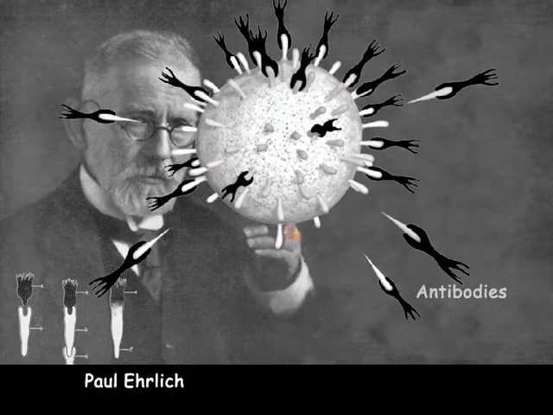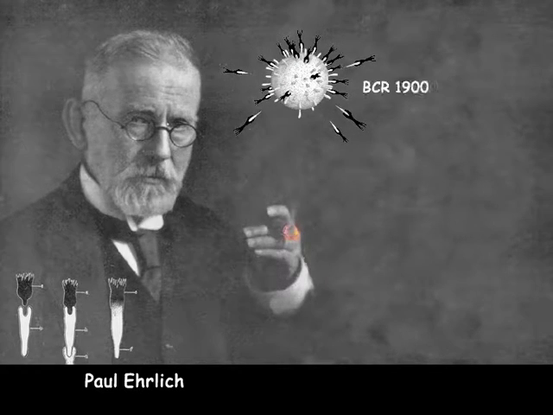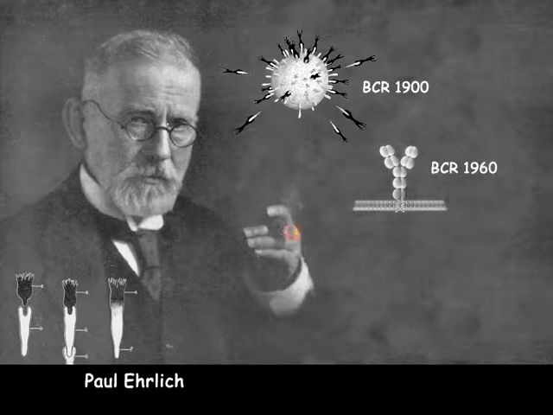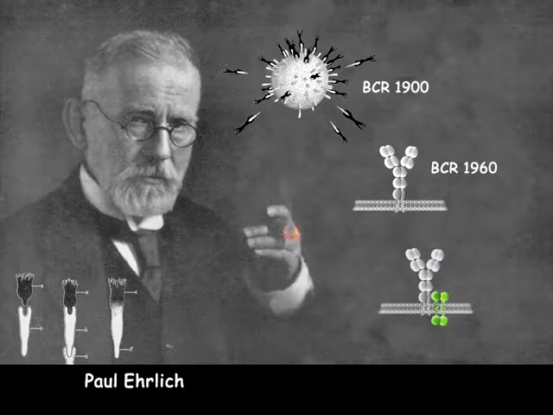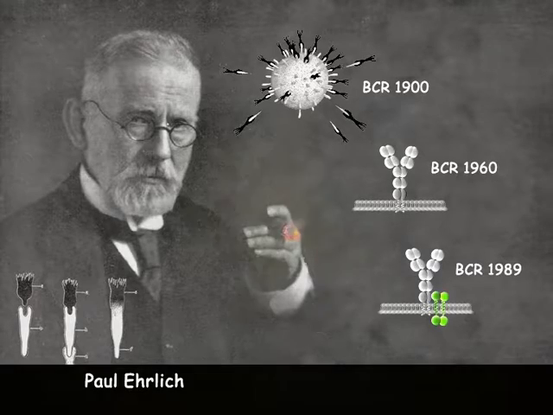Only in 1960 were membrane-bound antibodies found. They are part of the B-cell antigen receptor, or BCR. In 1989, two signaling subunits, Ig-alpha and Ig-beta, of this receptor were discovered.